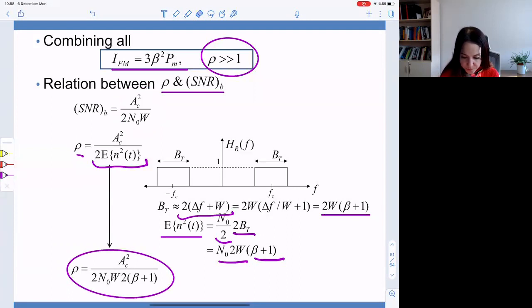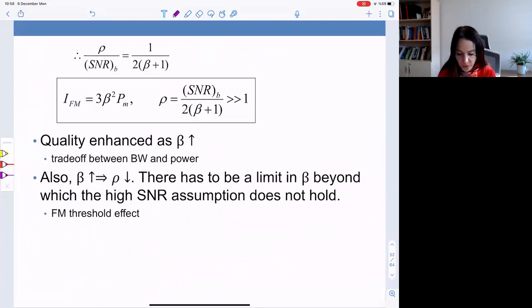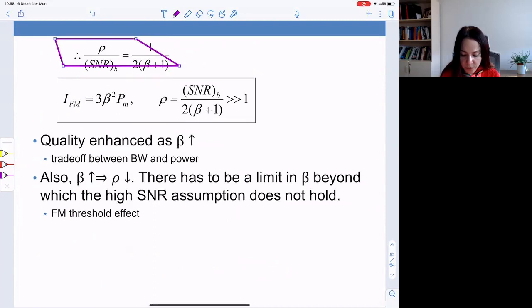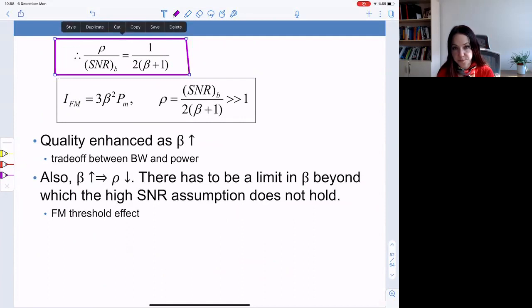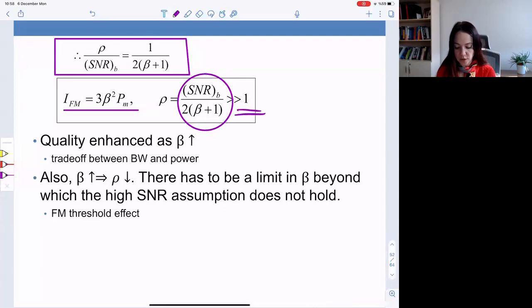SNRB is this. So what is the relation between SNRB and rho? Rho over SNRB is 1 over 2 beta plus 1. Now, this figure of merit that increases quadratically with beta is valid only if SNRB over 2 beta plus 1 is much larger than 1.